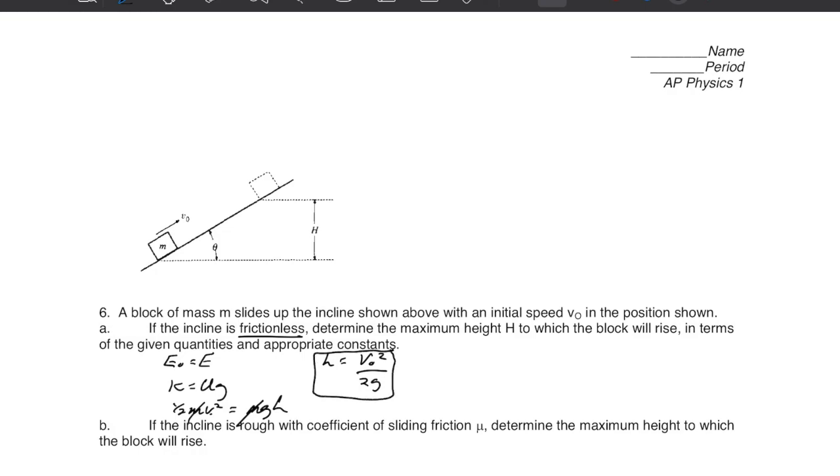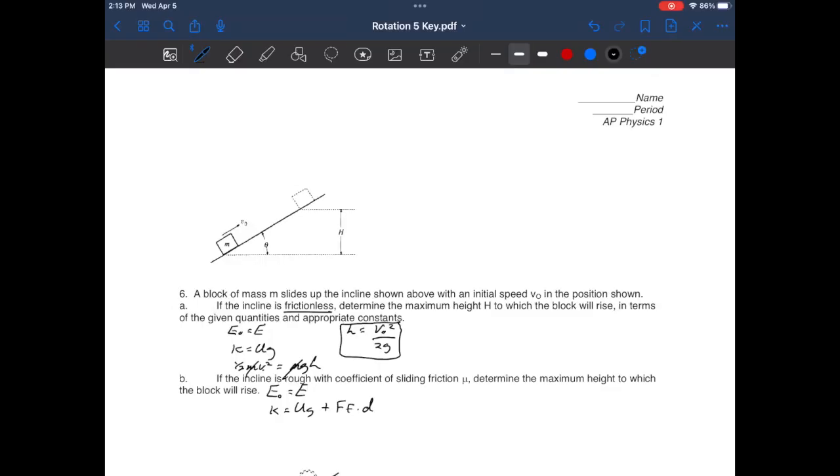If the incline is rough with coefficient of sliding friction mu, determine the maximum height to which the block would rise. We're still going to say initial energy is equal to final energy, and we've got our kinetic energy is equal to the gravitational potential plus the work done by non-conservative forces, because that's going to take away from our initial energy. We have K is equal to UG plus force of friction times the distance that force of friction acted, because you can't just add a force. You have to add a force times a distance so that you get the work done by that force, which is a change of energy.